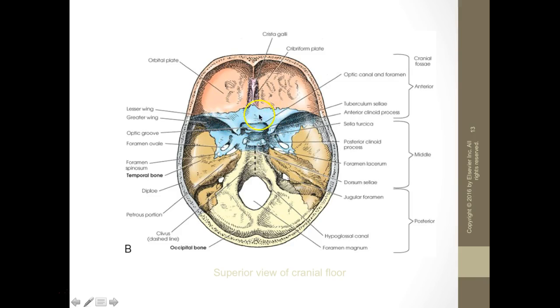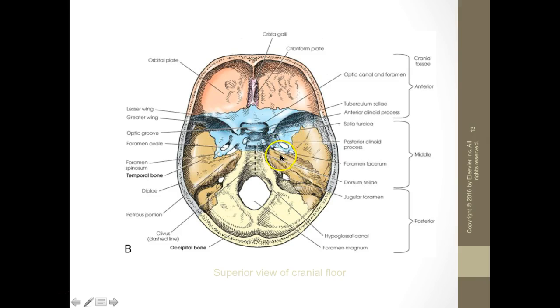So we have the lesser wing here, and we're going into some detail, so hang in there. We're going to cover the sphenoid bone and you'll understand all of this. But you have your optic canal or foramen, and then you've got your anterior clinoid processes, these little wings here. So this whole portion is your lesser wing. This whole portion is your greater wing on either side. Within the greater wing we have the foramen ovale and the foramen spinosum.